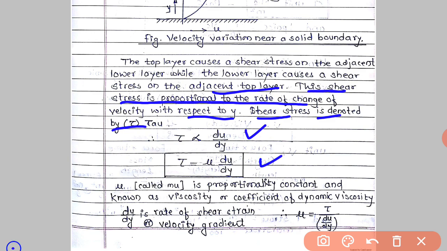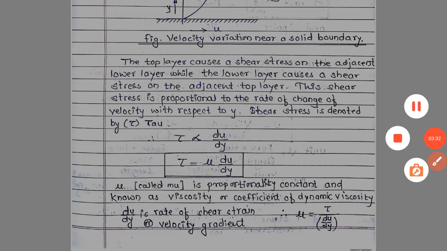Mu is called the proportionality constant, or it is known as viscosity, coefficient of dynamic viscosity, or dynamic viscosity, and du by dy is the rate of shear strain or velocity gradient. So mu is equal to tau divided by du by dy. So what is mu? Mu is called simply viscosity or dynamic viscosity. Tau is shear stress and du by dy is shear strain rate or velocity gradient.